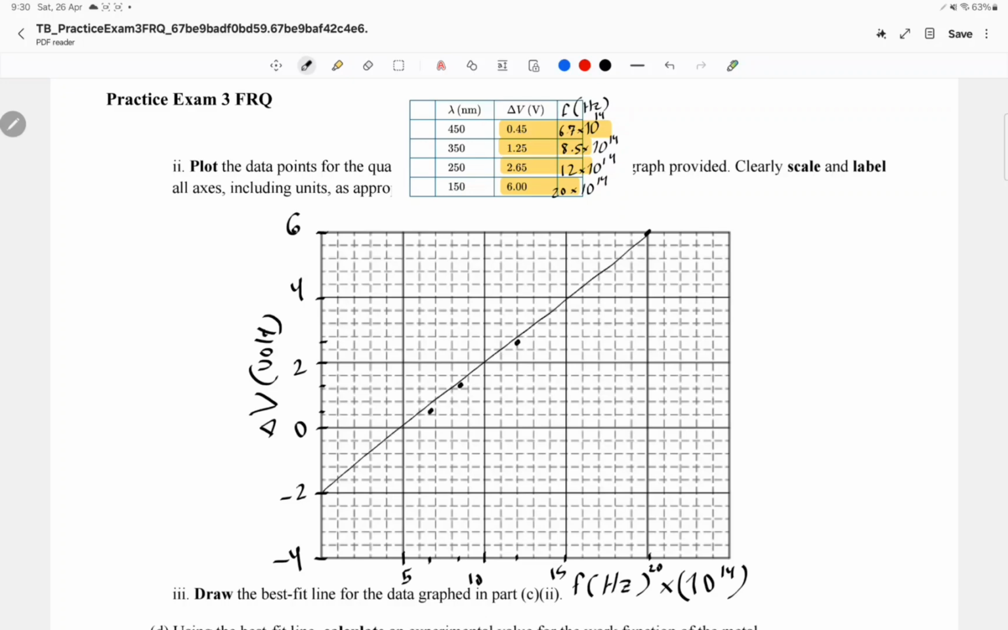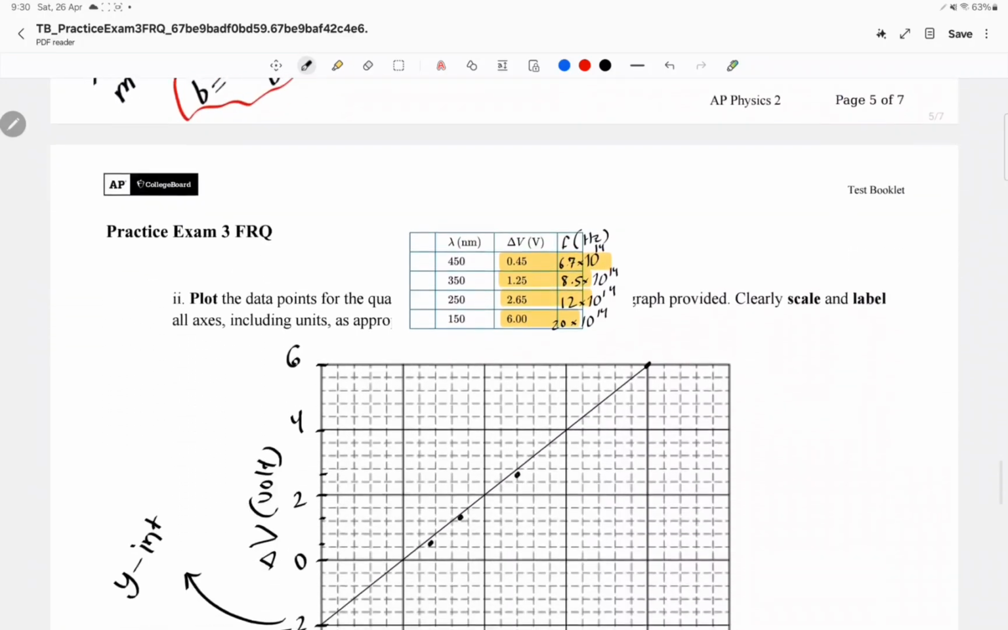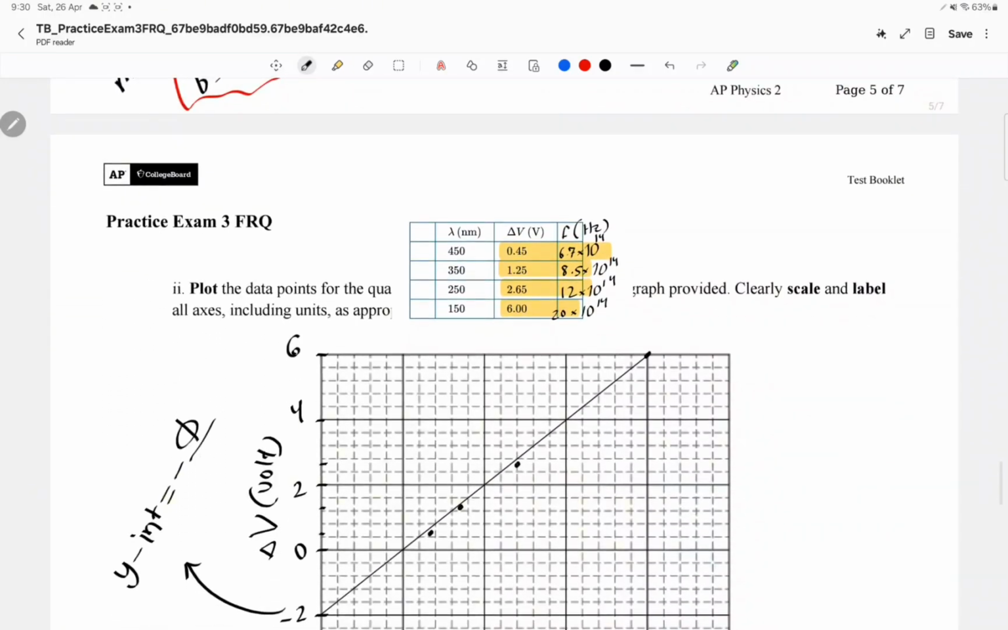That has to go through, try to be accurate. This one's pretty accurate. Let me try again. I think that's the best. That's pretty close. And the y-intercept is going to be hitting at -2, right? And the y-intercept we just found out earlier to be negative work function over q. That's why it's negative. It's under the x-axis.